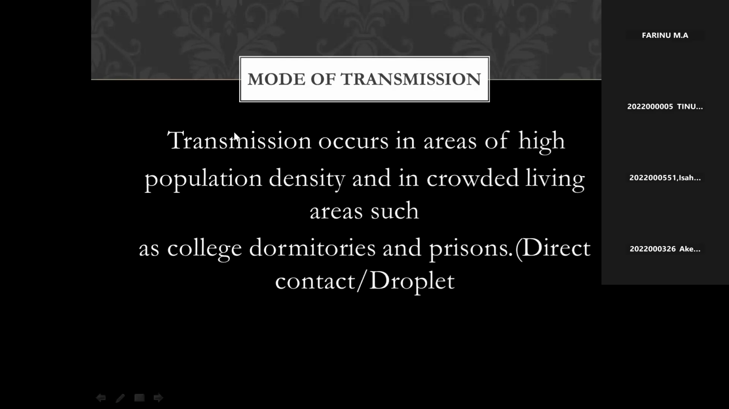Then it is usually spread through what? Through droplets, meaning direct contact or droplets. So when a patient has meningitis, this is where your knowledge of droplet precaution comes in. As nurses, you are going to make use of what? Droplet precaution. And you know that the precaution you use for droplets is different from airborne. When you have two patients, one has airborne infection, another one has droplets, the precaution you are going to use for airborne will be totally different from the one you are going to use for droplet precaution.